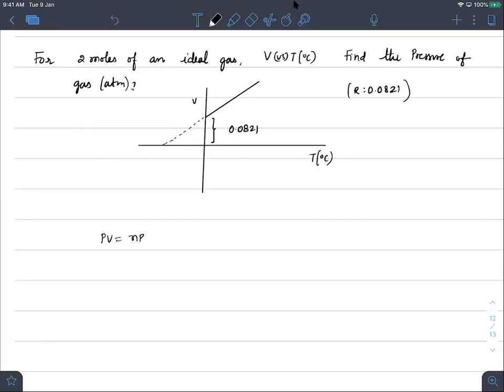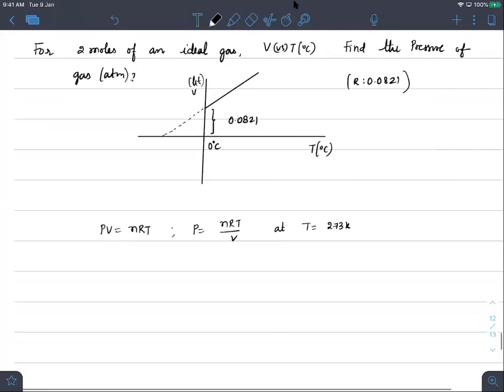You can make out this now. PV is equal to nRT. P is equal to nRT by V. And you can see at T is equal to 273 kelvins, which is 0 degrees centigrade, at this temperature, we know the volume given, which is 0.0821 liters. That is what you will use. So the pressure will be number of moles, 2 moles, R is 0.0821, multiplied by temperature 273, divided by volume, given as 0.0821.